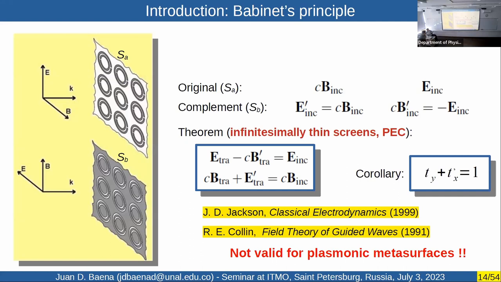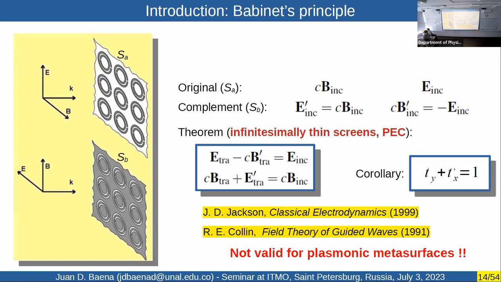I finished with the part of the introduction about potential applications. But still, I'm in the introduction. Now, Babinet's principle. Here, you see two complementary screens. Babinet's principle tells you that the transmitted electromagnetic field of the original problem plus the electromagnetic field of the complementary problem is the incident one.